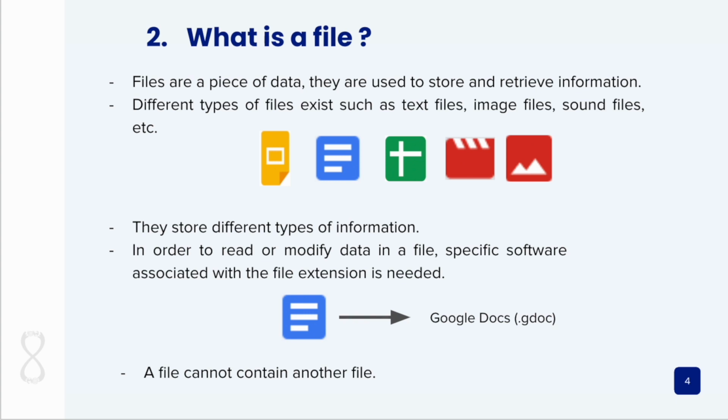And to be able to read or modify the data inside the file, you need a specific software associated with the file extension. For example, for a document which is .gdoc, it's a Google Docs document, then you need Google Docs to manage it or do whatever you want with it. If you have, for example, .jpg, you can view it on your drive. When you want to be able to modify it, you will need a special software to do it. And it's important to note that a file cannot contain another file. That can only be done with a folder.